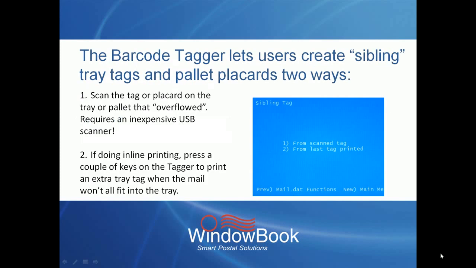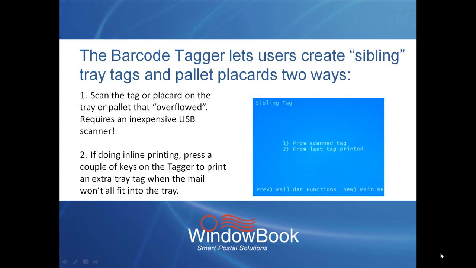The Whittier tagger can create sibling tags two ways. If the tray tags have been batch printed by the tagger or any other program, the user can scan the tray tag for the tray that ran out of room to create the additional tray tag for the overflow tray that was added. You can do the same thing with pallet labels. If you need to create an overflow pallet, just scan the original placard or label, and the tagger can produce multiple copies of new pallet labels or placards if an additional printer is connected with the appropriate paper or label stock. Almost any inexpensive USB scanner can be used.